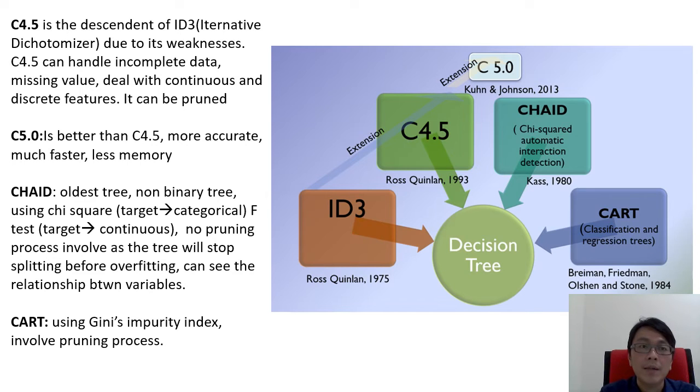Then CHAID is among the oldest trees, and it is a non-binary tree. In CHAID, there is no pruning process involved because it will stop splitting before overfitting. The last one is CRT. In terms of the splitting criterion, it uses the Gini impurity index, and CRT involves a post-pruning process.